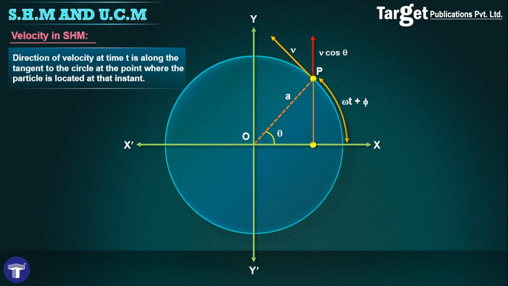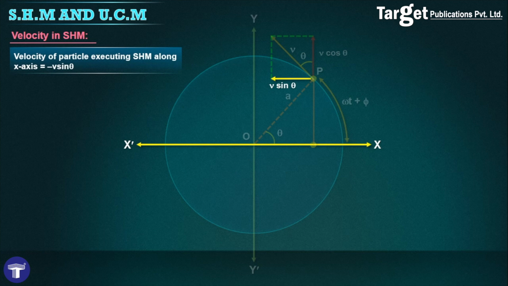If this velocity is resolved along the y and the x-axis, it is clear that the velocity acting along the x-axis is given by minus v sin θ. The negative sign indicates that the velocity points towards the decrease of the magnitude of x. Now, if we ask what would be the velocity at any instant of a particle performing simple harmonic motion along the x-axis, it will be this v sin θ that we have found. Hence, the velocity of the particle executing SHM along the x-axis will be minus v sin θ.